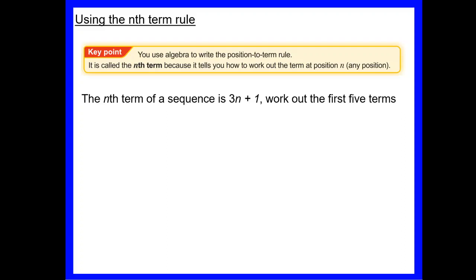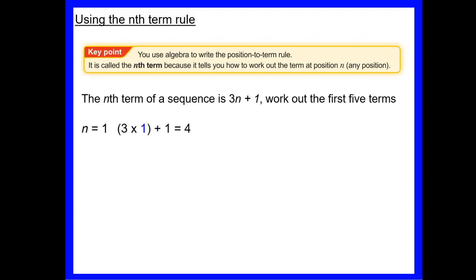So the nth term of a sequence is 3n plus 1. So remember, n simply stands for position number. So where we used the words position number in the previous slides, we're now putting in the letter n instead. So to work out the first 5 terms, we're going to swap n for 1, then 2, then 3, then 4, then 5. So we'll do exactly the same as we did, because n is our position number.